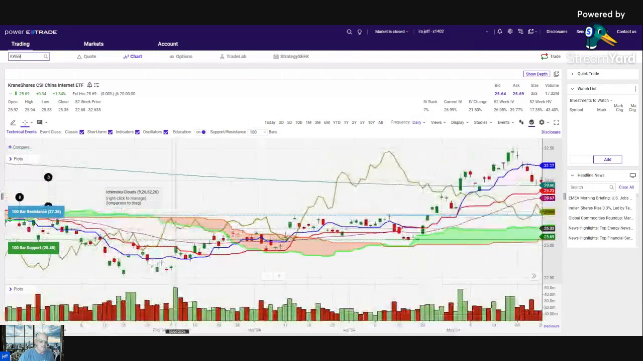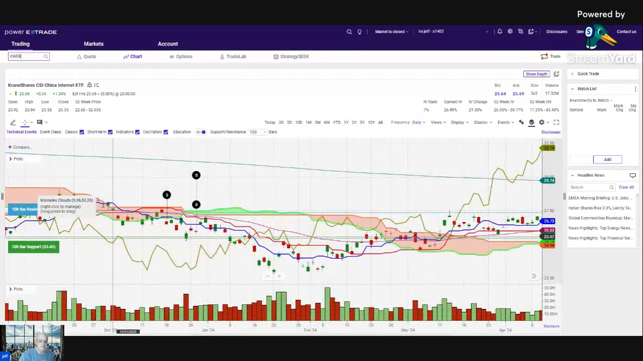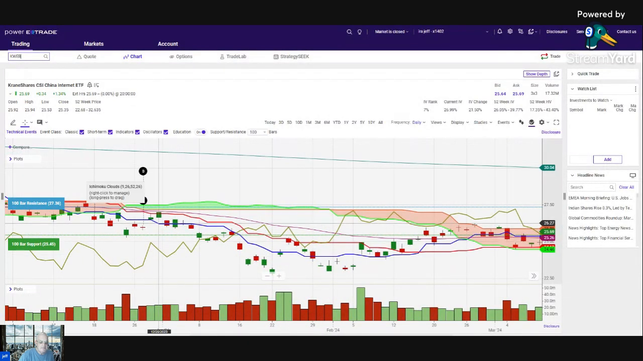Let me see if I can show it. That was around over here. Yeah, see the entry would have been here. I wouldn't have gotten out here. It's too small of a move. Here would be a win.